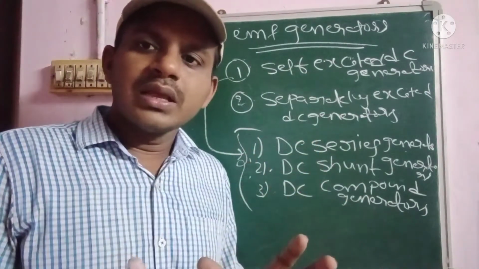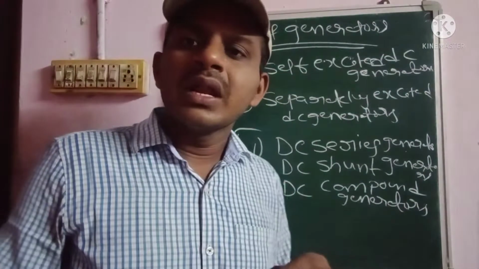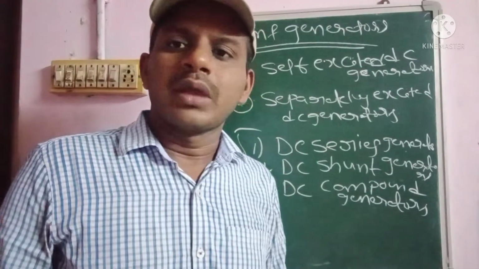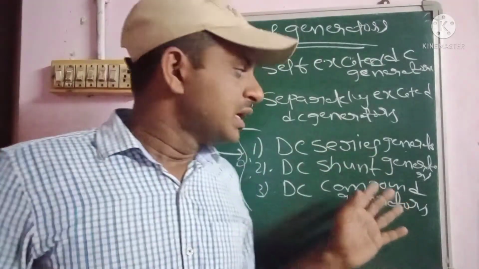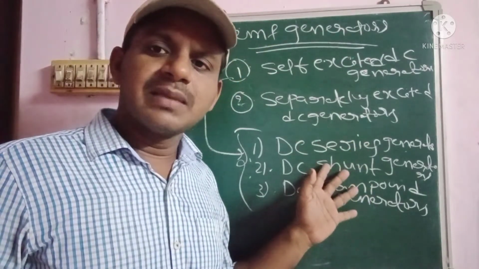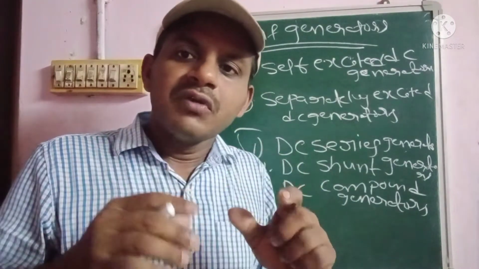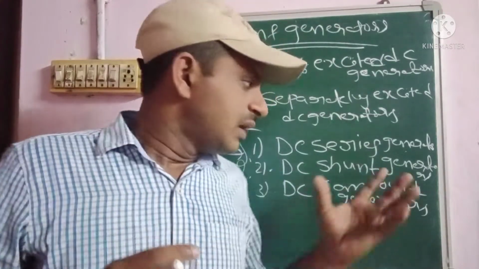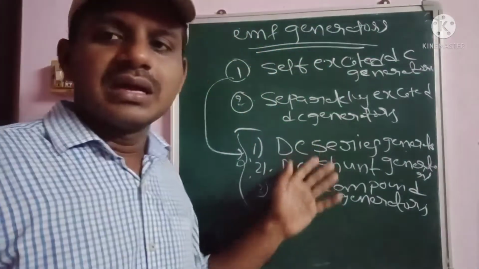Individually, generated EMF will be produced in the armature winding of the rotor of the generator, in all these different types of generators. This is majorly based on the connection of the field winding to the armature. So that is how the different types of generators arise.